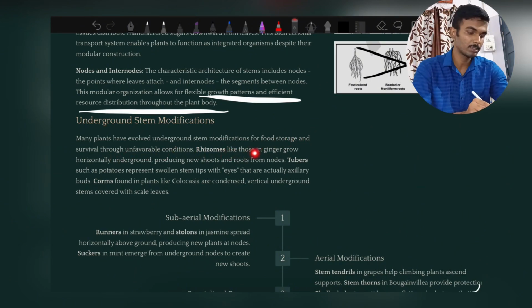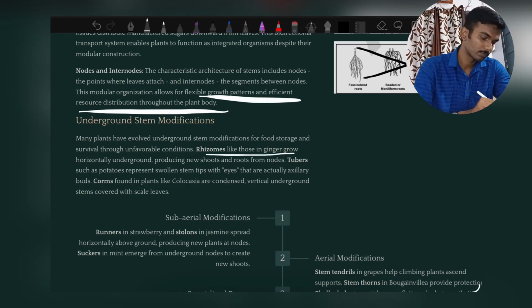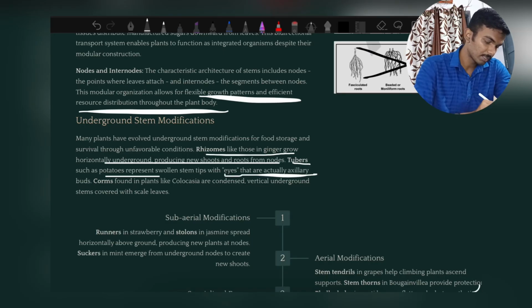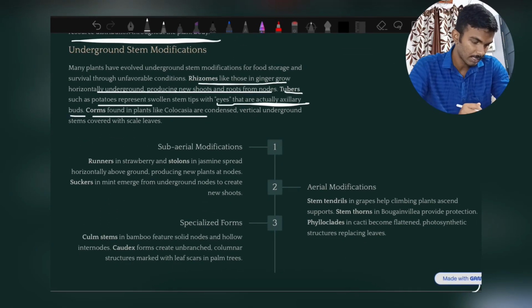Rhizomes like those in ginger grow horizontally underground, producing new shoots and roots from nodes. Tubers such as potato represent swollen stem tips with eyes, which are axillary buds. Corms found in plants like colocasia are condensed vertical underground stems covered with scale leaves.